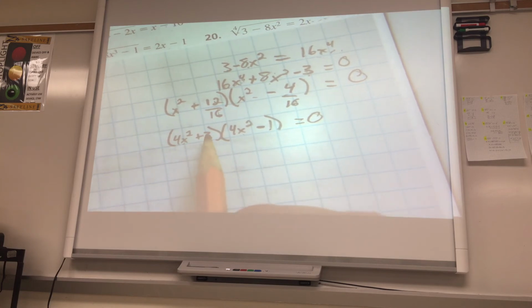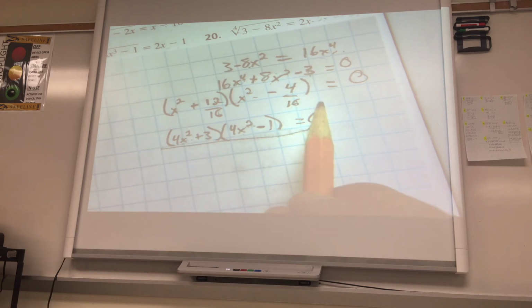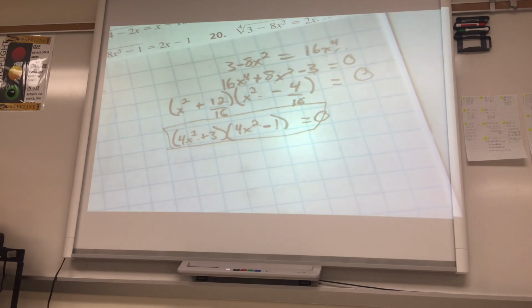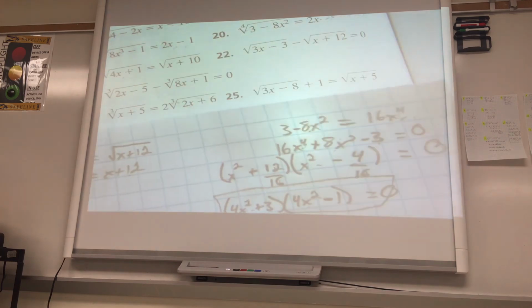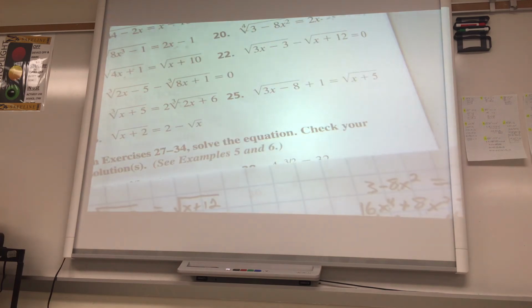If I want to actually find the solutions, I'd have to set each of these equal to 0, which is something nasty in and of itself again. So I'm just going to stop there, but setting each of those equal to 0 would actually find your exact solutions. Let's see, anything else?